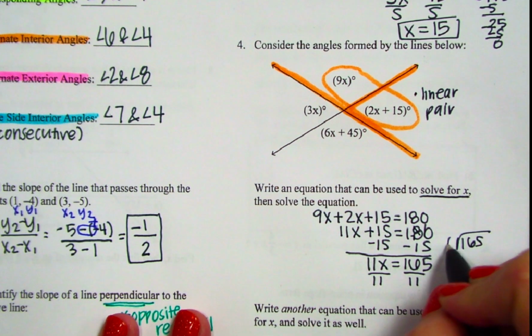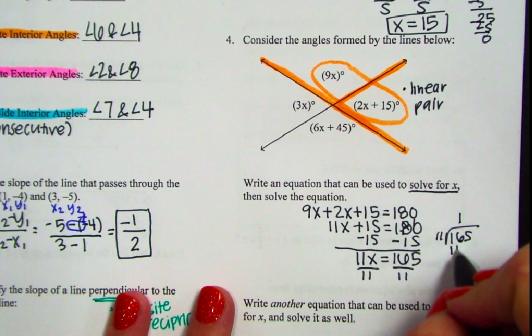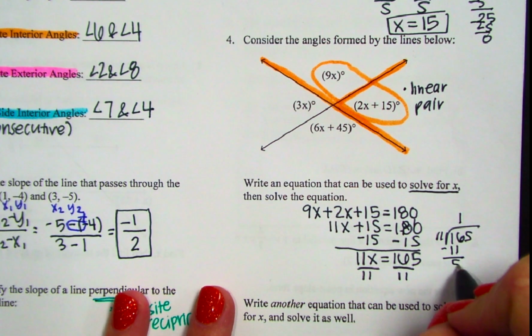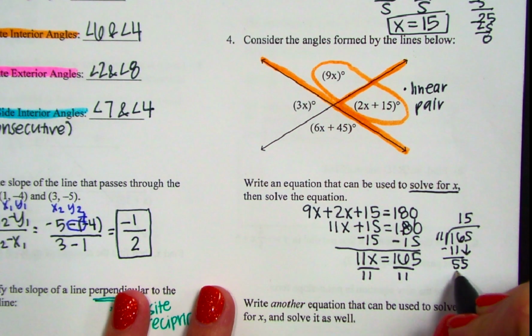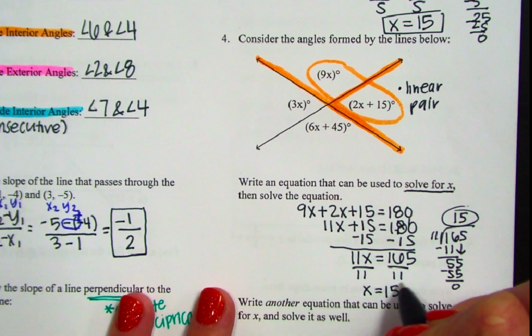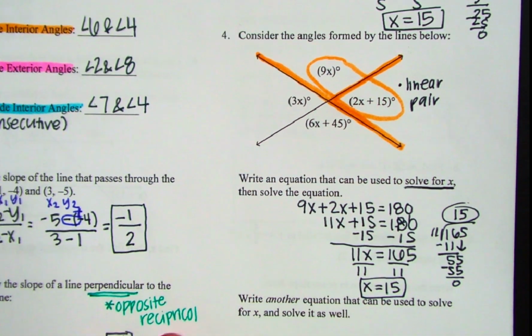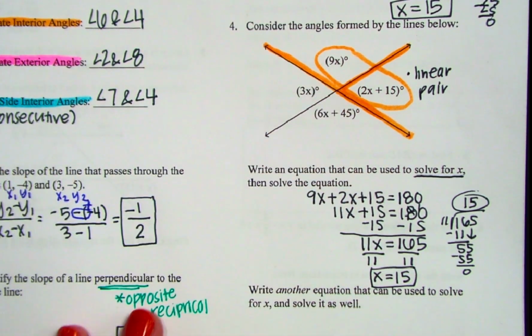165 divided by 11. 11 goes into 16 one time. 1 times 11 is 11. Subtract and bring down. 55 divided by 11 is 5. Multiplying, no remainder. So x is equal to 15. So that is one equation we can get from this figure.